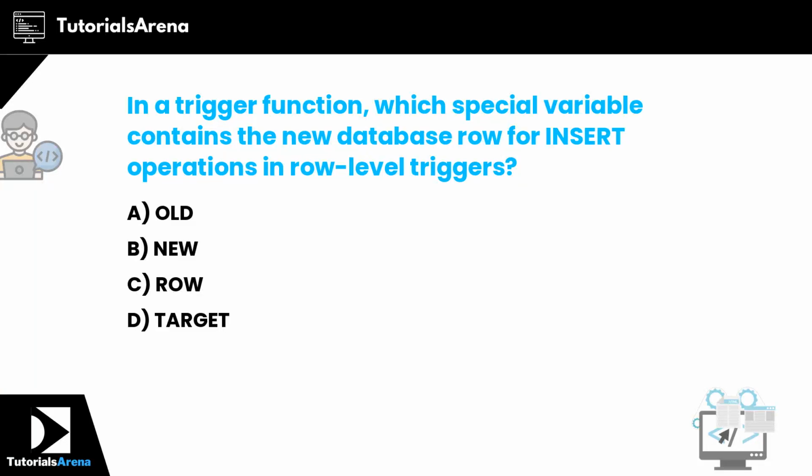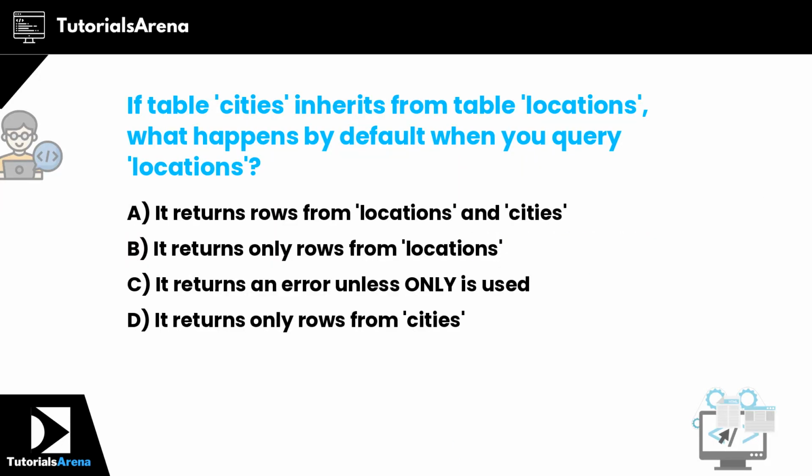In a trigger function, which special variable contains the new database row for insert operations in row-level triggers? The correct answer is option B, new. If table cities inherits from table locations, what happens by default when you query locations? The correct answer is option A. It returns rows from locations and cities.